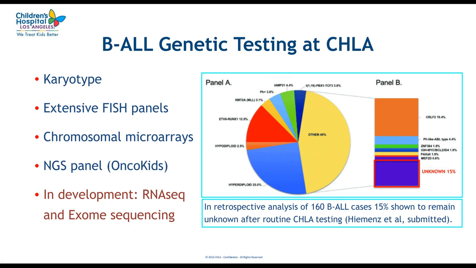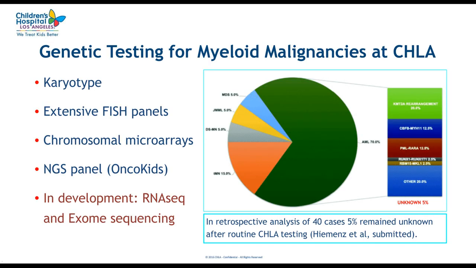However, even when we apply all these testing methodologies, our recent retrospective studies show that in BLL cases, we still have 15% of cases where the underlying genetic marker remains unknown. And then in AML, we have about 5% of the cases where, with the combination of our current testing methodologies, we still cannot identify the key genetic driver. So that prompted us to continue looking for more comprehensive and novel methods to do our diagnostic testing for leukemias.